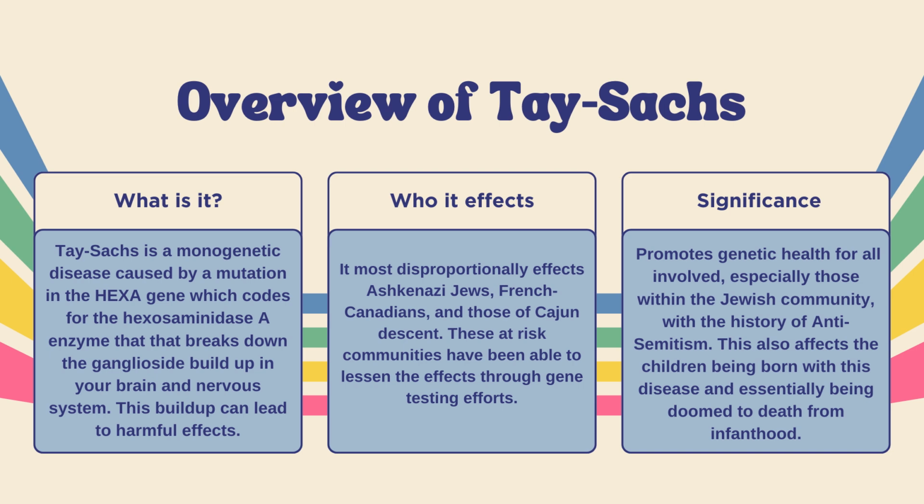Tay-Sachs happens to disproportionately affect Ashkenazi Jews, French Canadians, and those of Cajun descent. Although these communities have been able to lessen the effects of this disease through gene testing efforts, they are still highly affected. We don't particularly identify with these groups except for one of us being half Cajun descent, but we picked this disease because of its effect on children.